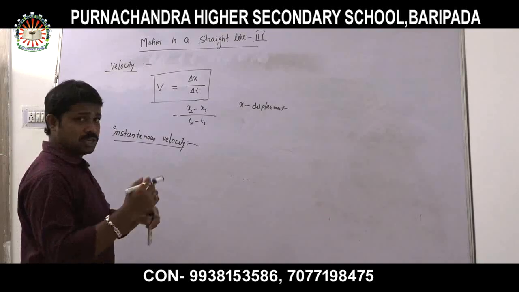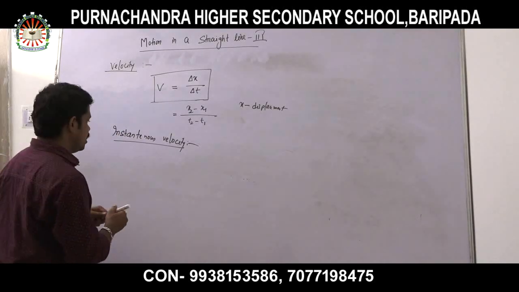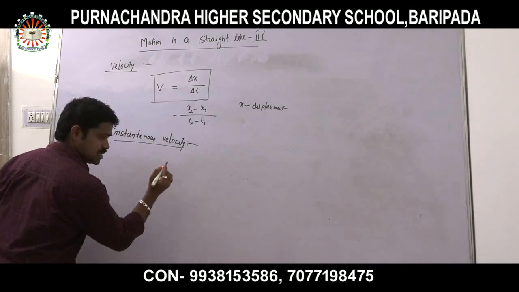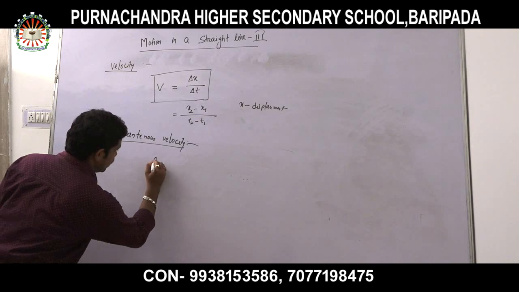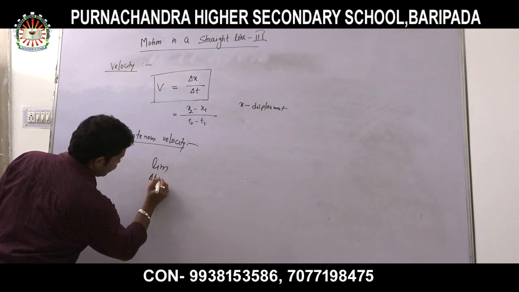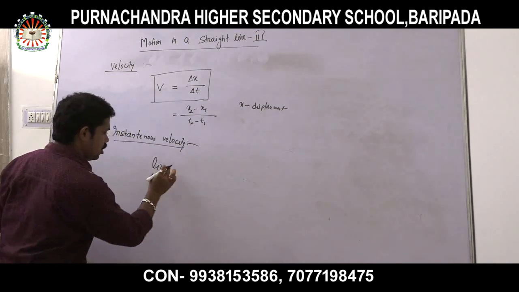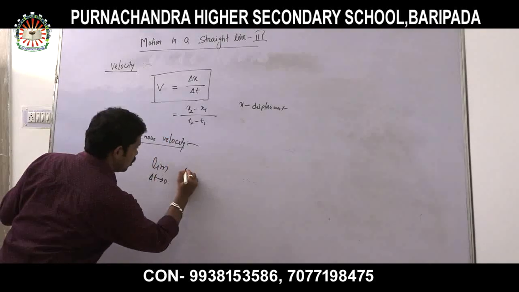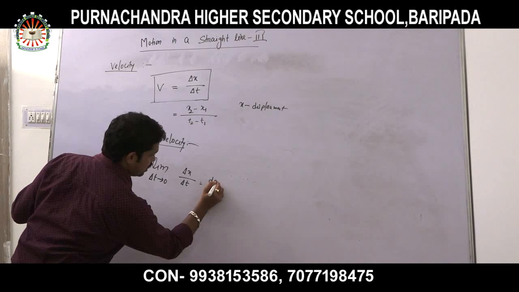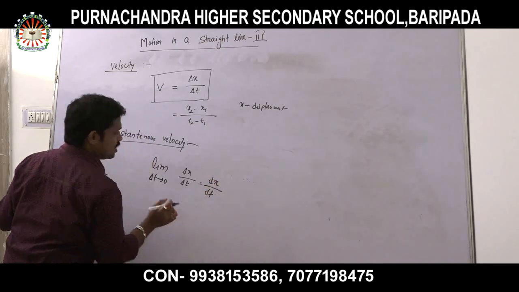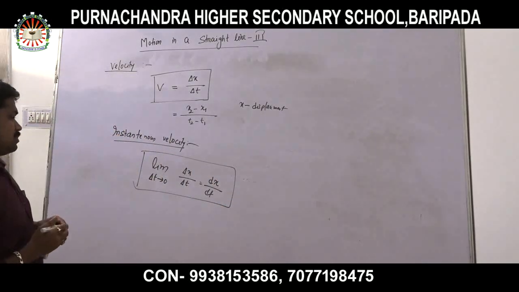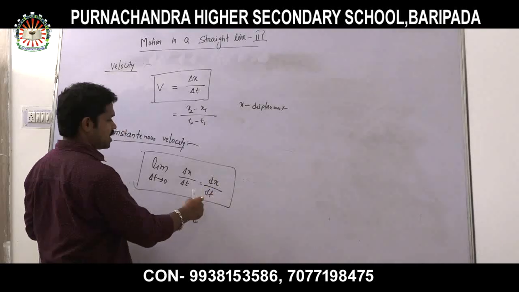Understood? So how can instantaneous velocity be represented mathematically? As we represent the instantaneous speed, the instantaneous velocity can also be represented in this way. Look very carefully. I must take the limit, so the time period must tend to 0: limit Δt tends to 0, Δx divided by Δt, which according to mathematics is dx by dt. So the instantaneous velocity mathematical expression becomes dx divided by dt.